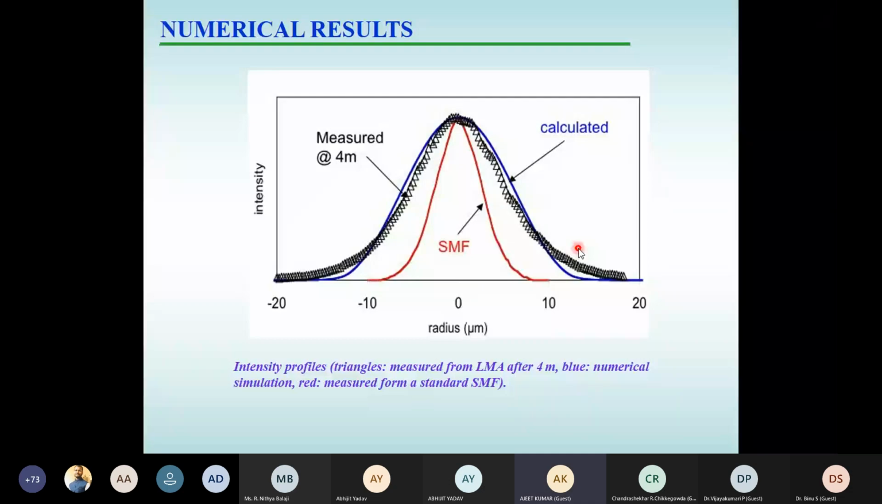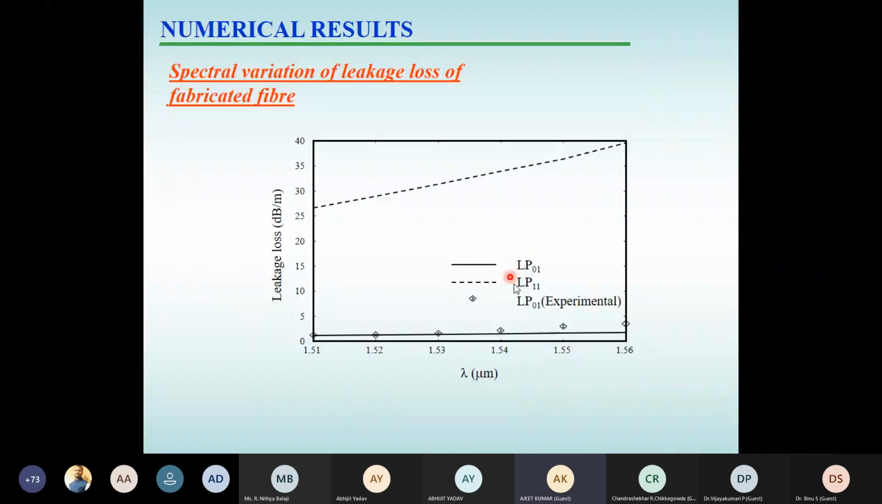We have also measured the loss over a range of wavelengths, not only at a particular wavelength. It was measured from 1.51 to 1.56 micrometers, and you can see it from here. There is a good agreement between the loss which has been experimentally measured and the one obtained by simulation.